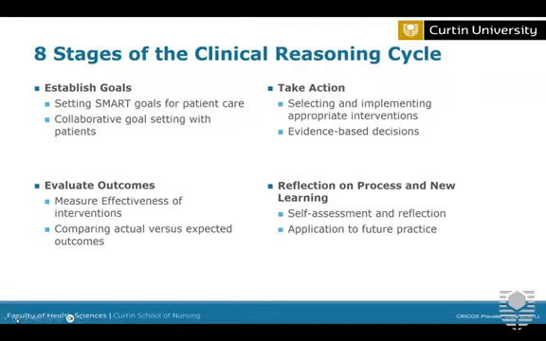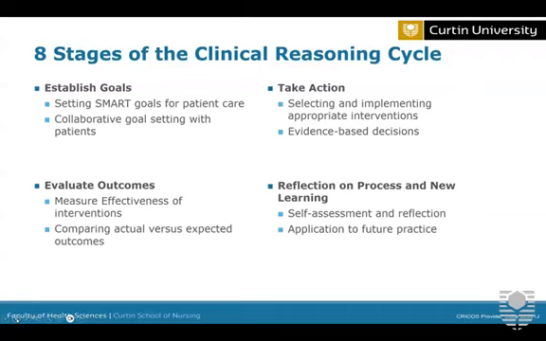We then, in that cycle, look at how we take action, and we're going to select and implement appropriate interventions. And what we're going to do is ensure that whatever decisions or interventions are chosen are always evidence-based. That's why one of the skills that you learn in this course is searching for evidence. When we evaluate outcomes, we are measuring the effectiveness of those interventions, and we're comparing actual versus expected outcomes.